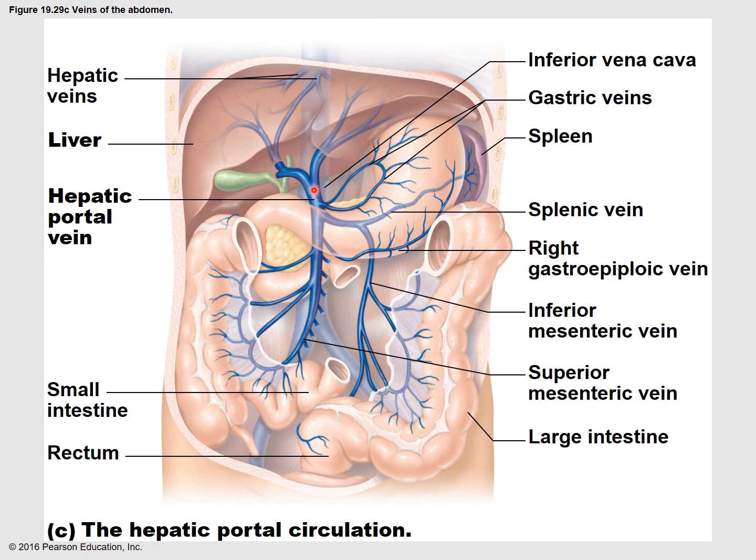That blood is going to move to the liver. Here are your hepatic veins here. In the back here, you can see where the inferior vena cava is. Gastric vein, gastric refers to the stomach, and then once again the spleen is back over here.